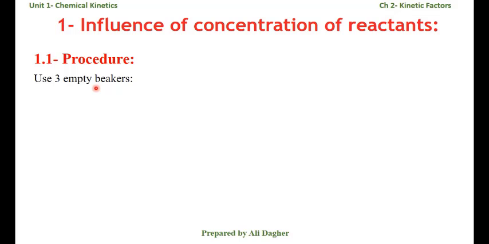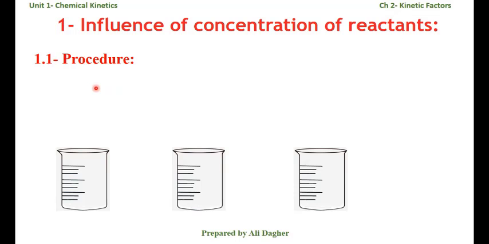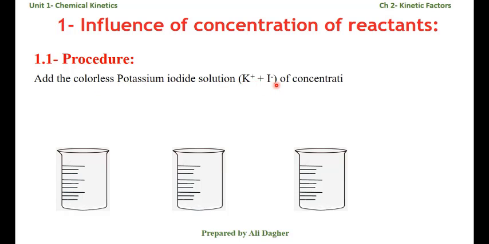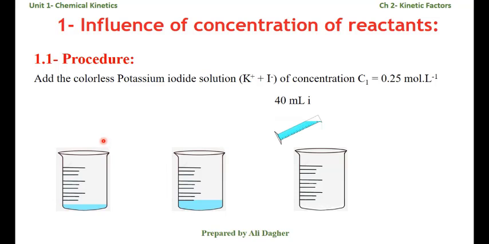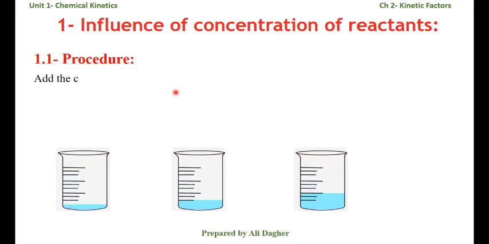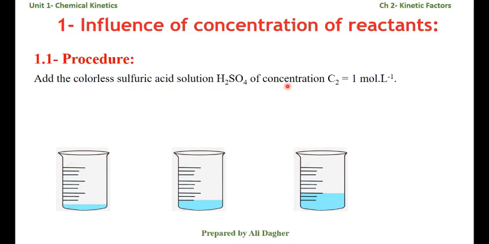Use 3 empty beakers. Add the colorless potassium iodide solution K+ I- of concentration C1 equals 0.15 mol per liter: first 10 ml in beaker A, 20 ml in beaker B, and 40 ml in beaker C. Then add the colorless sulfuric acid solution H2SO4 of concentration C2 equals 1 mol per liter: 10 ml in beaker A, then 10 ml in beaker B, and 10 ml in beaker C.